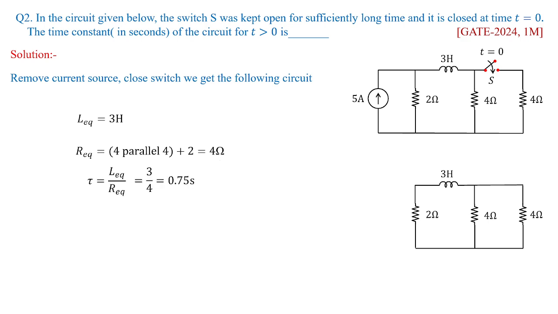Therefore, the time constant for the RL circuit will be given as L equivalent by R equivalent, which is nothing but 3 by 4, and it becomes 0.75 seconds.